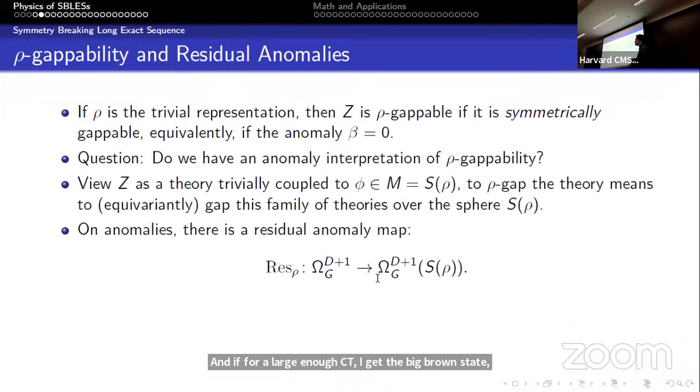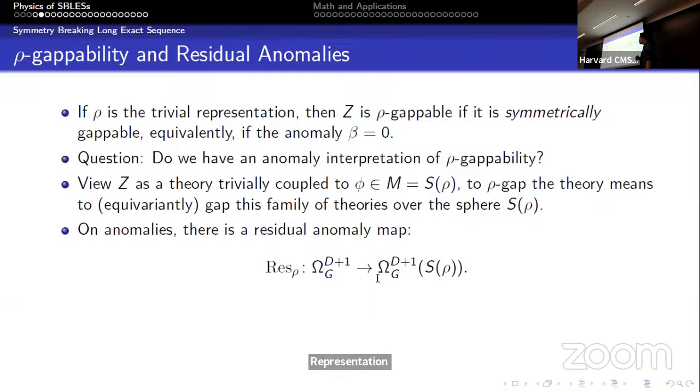Is it gappable with row trivial? Sorry, what did you say? If it's gappable in this sense, can I just restrict to a point of the sphere and then find that it's gappable? Well, but G can move the sphere. Oh, so before, I'm assuming row is a G representation; everything after, I'm going back to a general representation.